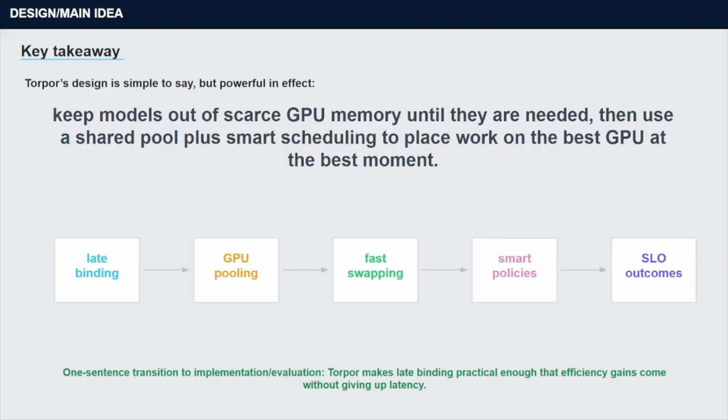Key takeaway. Torpor's design is simple to say but powerful in effect. It keeps models out of scarce GPU memory until they are needed, then uses a shared pool plus smart scheduling to place work on the best GPU at the best moment. And as you can see, the steps over again from the beginning.